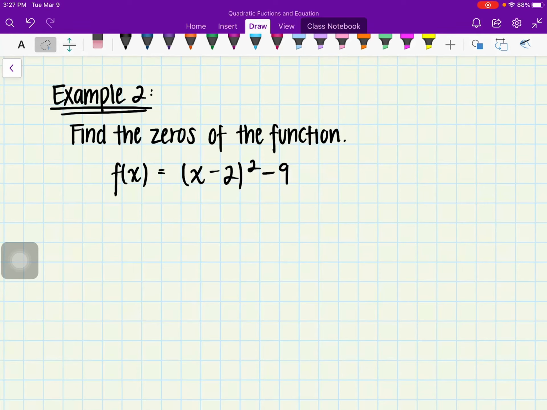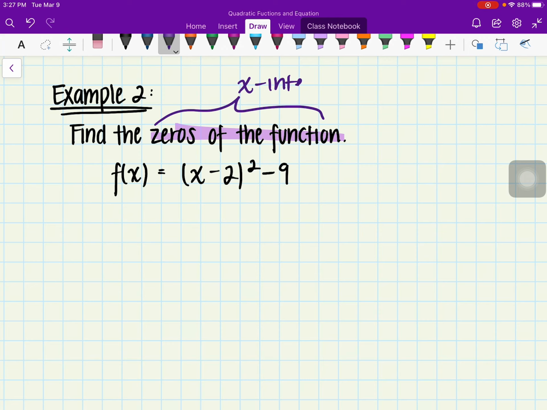All right, you guys, now for example 2, it's going to work more or less the same idea. In this case, they're asking us to find the zeros of the function. One thing, guys, whenever they're mentioning zeros of the function, in this case, they're actually talking about our x-intercepts. So zeros of the function, guys, are the x-intercepts.